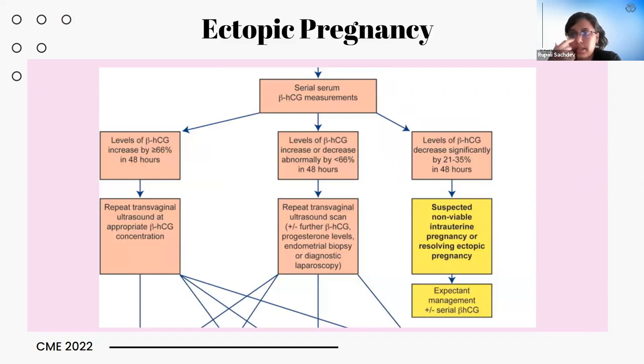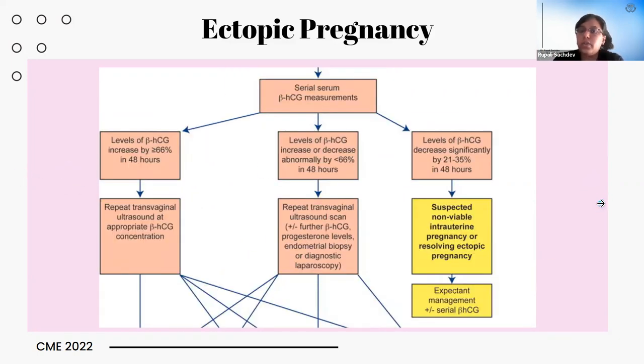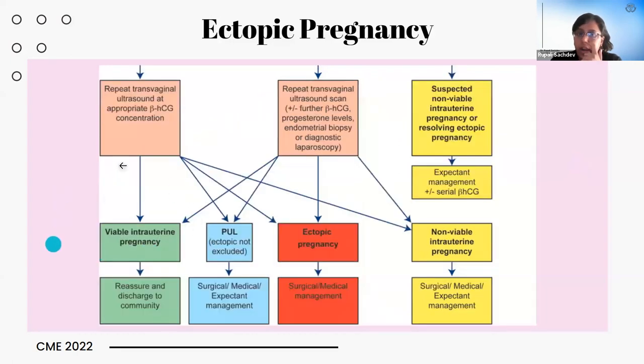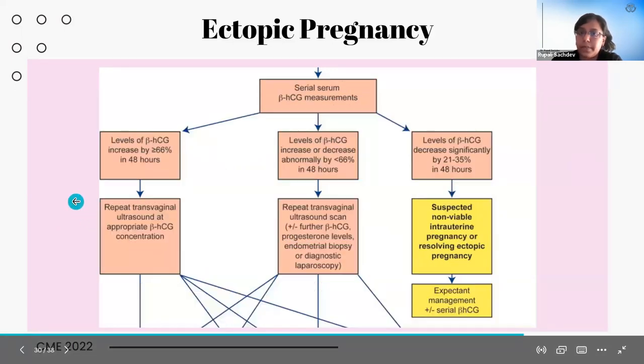Now, the important part is, if you don't get clear findings on an ultrasound, you get your serial beta HCG done. Your beta HCG levels should increase by 66% in 48 hours, and you do a repeat ultrasound. So after that, you again go back to the same algorithm. If it's viable, you reassure and discharge. If you cannot rule out an ectopic, you move towards surgical or medical management.